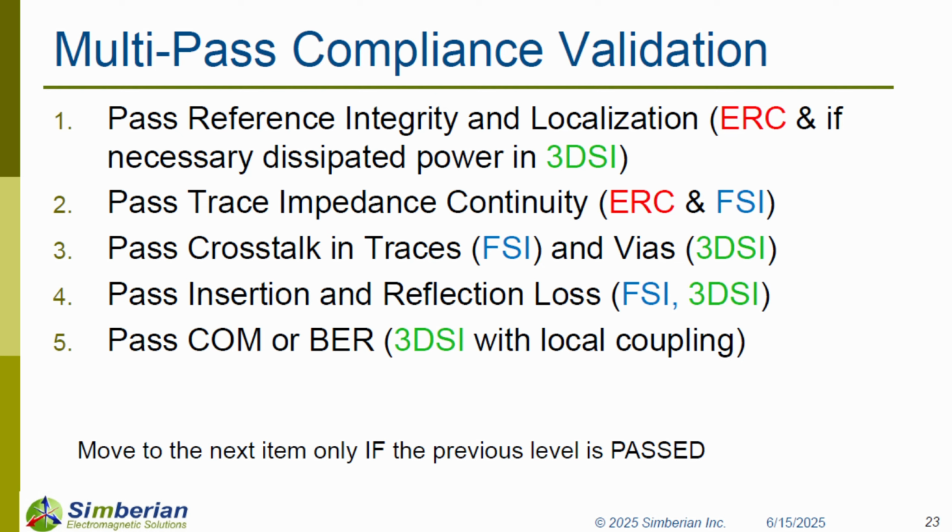Pass crosstalk in traces. This can be done in FSI mode. Again, this ERC and FSI is Simbeor Verify license. Crosstalk in vias requires 3D analysis. Closed vias that are close to each other can be united in one discontinuity selector. So if you don't pass crosstalk, there is no reason to move into step 4.